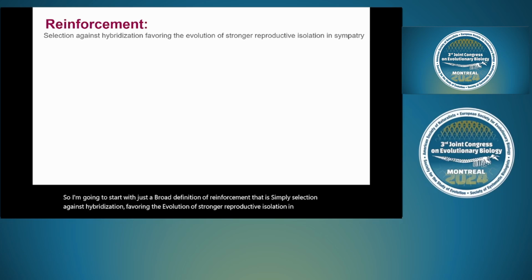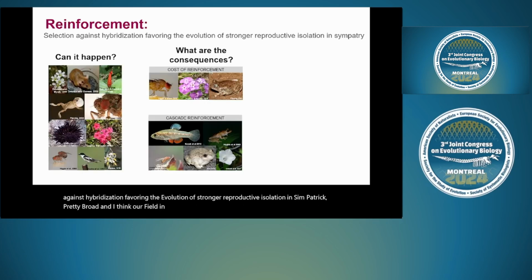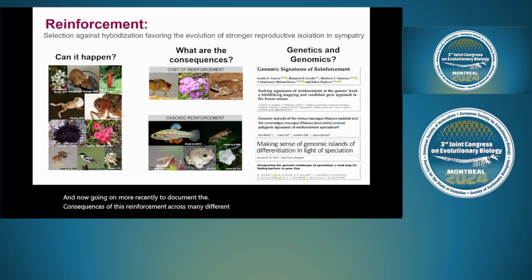Pretty broad, and I think our field in general has done an excellent job answering these two questions. Can it happen? Beautiful empirical work across a huge variety of systems documenting that reinforcement can happen. And now going on more recently to document the consequences of this reinforcement across many different organisms. Where I think our field is heading is really trying to understand the genetic basis of this process and the genomic consequences.